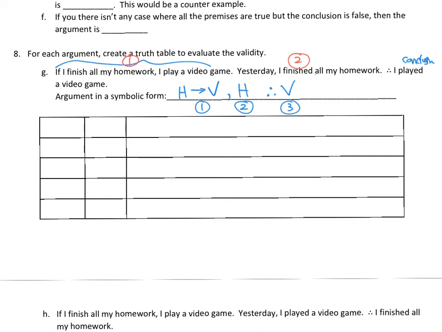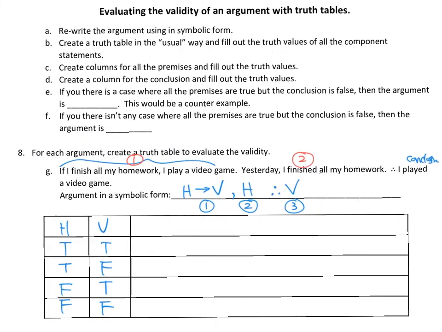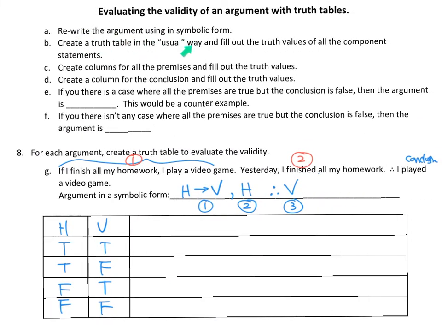Okay, so I'm going to start the same way. H, and there's a V: true, true, false, false, true, false, true, false. So nothing fancy, I'm just following the normal way of starting a truth table. Now I want to make columns to have all my premises.